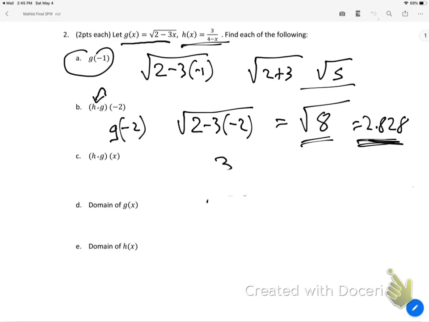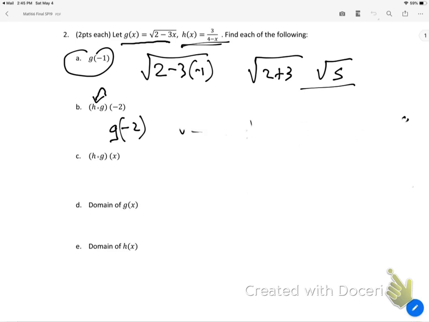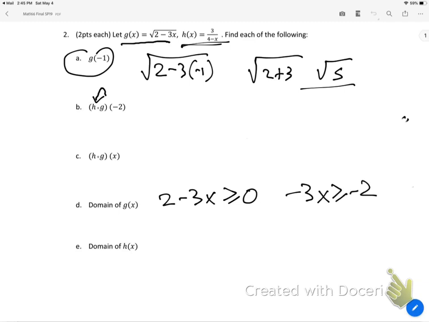Right, next one. The domains of these. Okay, the domain of g of x. Remember, you cannot square root negatives. In other words, whatever's inside the radical must be greater than or equal to 0. Take away 2 from both sides. There we go. Divide both sides by negative 3. X. Now remember, that will change the direction of the inequality because I divided by a negative. That's still positive 2/3. And there's your answer. In interval notation, that is negative infinity to 2/3. Okay?